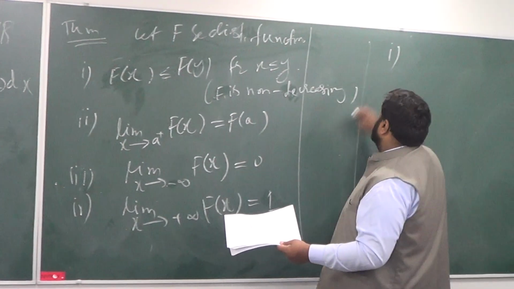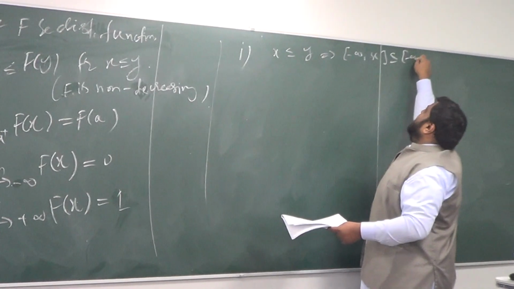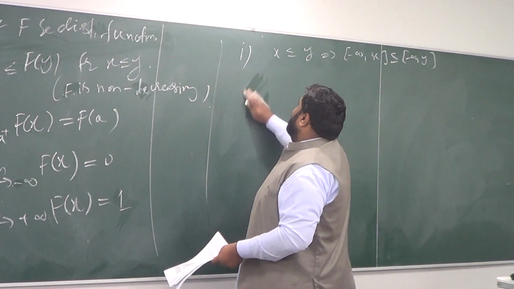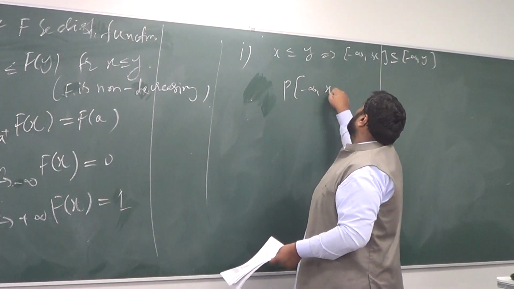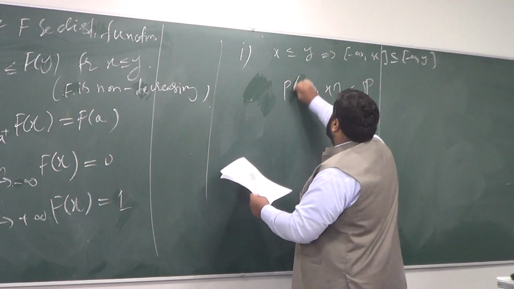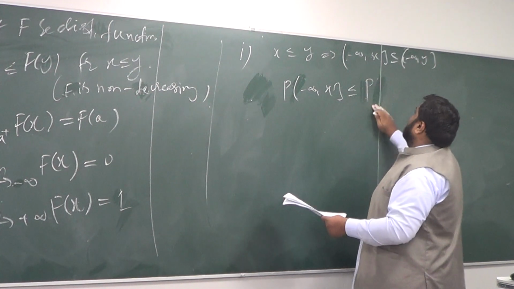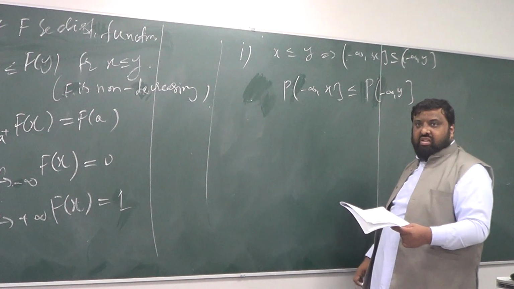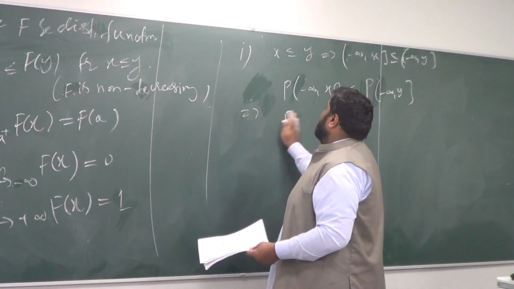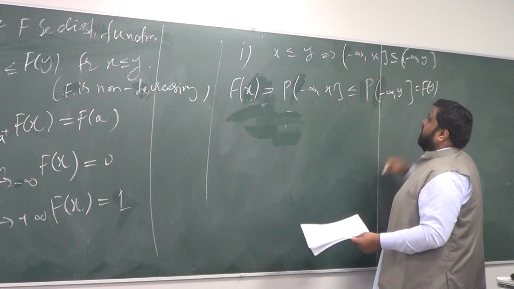Why is the first property true? If x is less than or equal to y, obviously the interval minus infinity to x is contained in the interval minus infinity to y. And hence the probability measure of minus infinity to x is less than or equal to the probability measure of minus infinity to y. If A is a subset of B, then the probabilities are ordered accordingly. This obviously means that F of x is less than or equal to F of y.